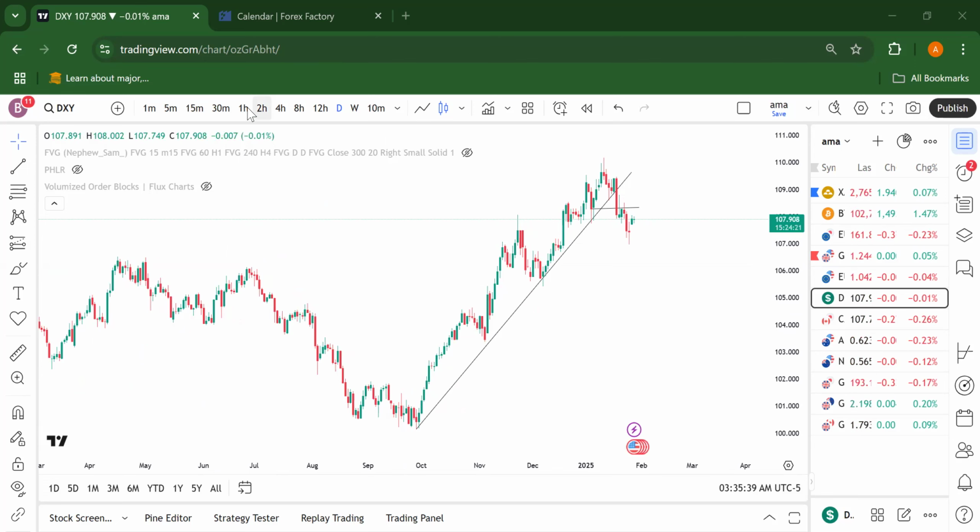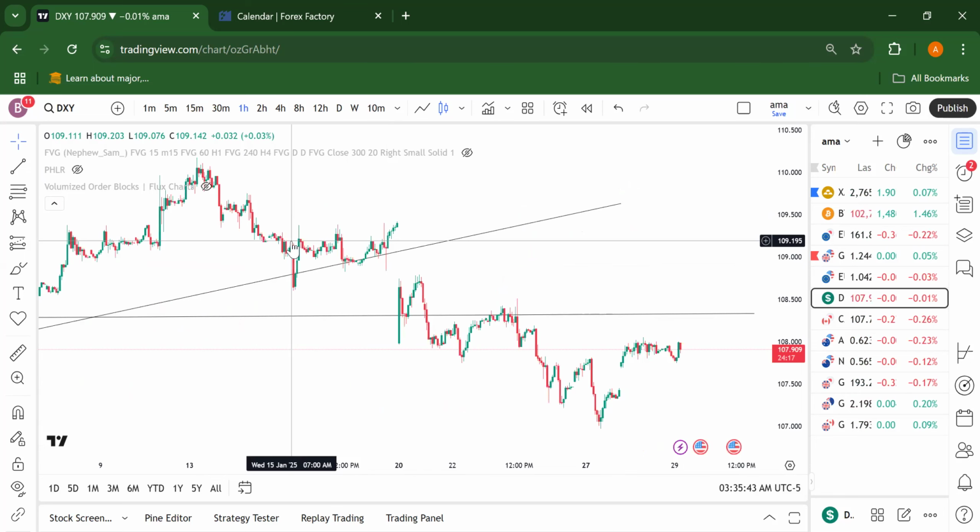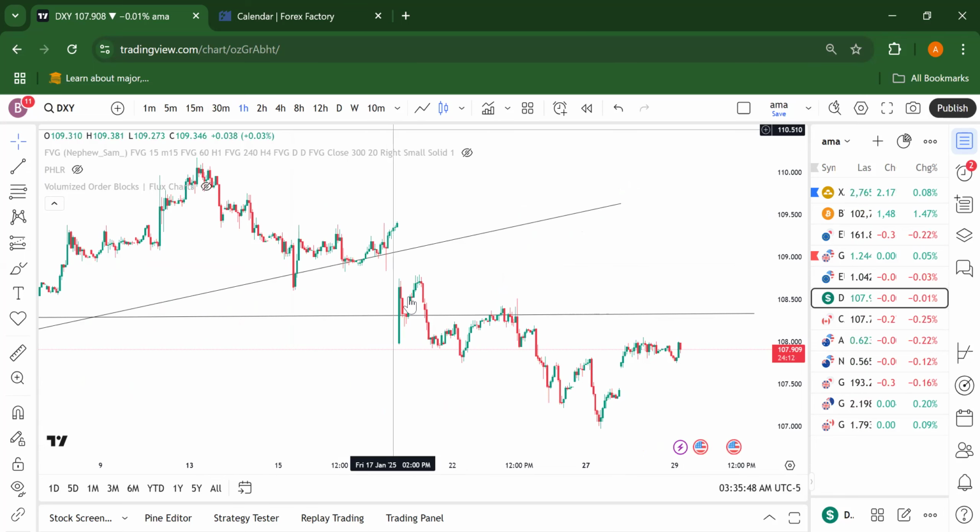You can also find a trend in the smaller time frames. You can find a trend in any time frame. It depends on the time frame that you are trading on, the kind of trader you are, and the kind of time frame you want to trade on. All right, so that's it for an uptrend.